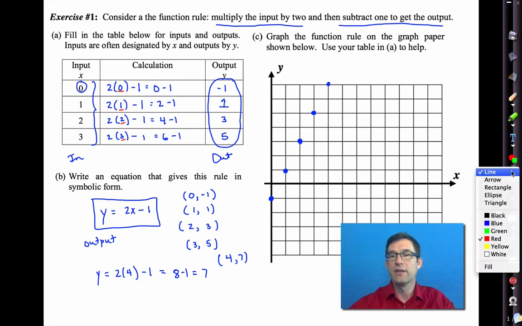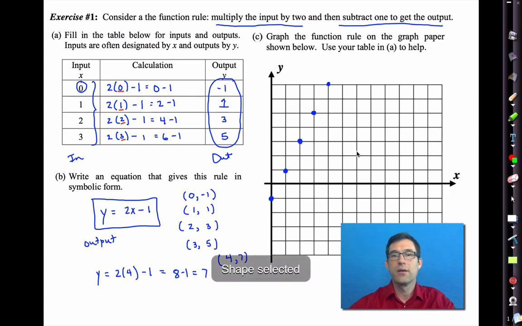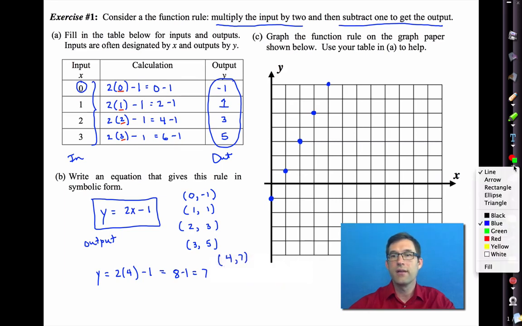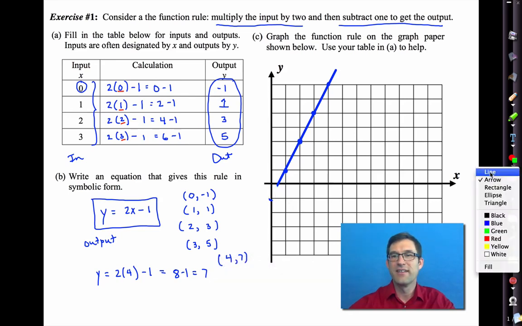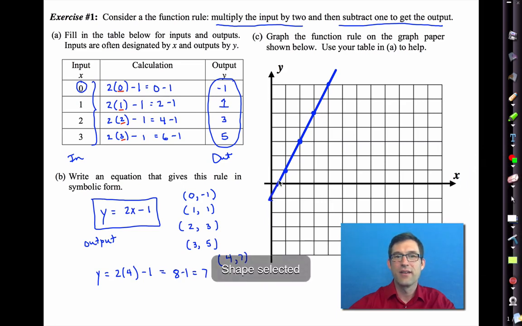Right? I can actually draw that. Uh-oh. That's not the way I wanted it. Well, there's no real way of getting rid of that besides doing that. Here we go. I'll just manually draw the arrow on it. All right. And there's our rule, in graphical form.